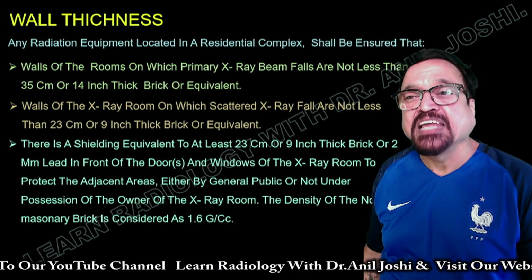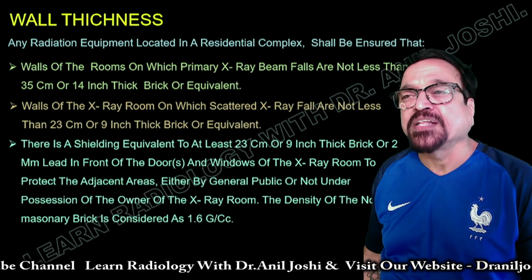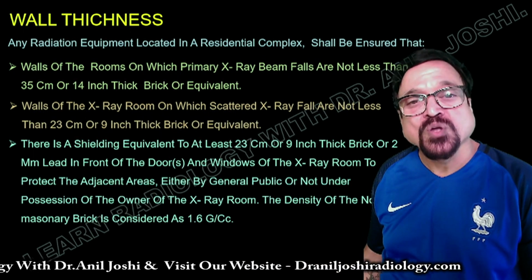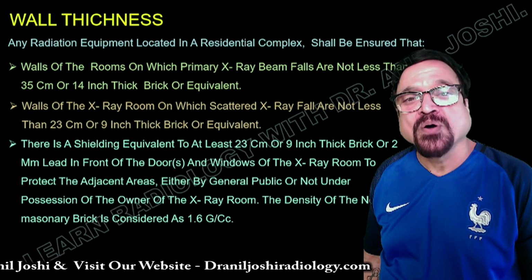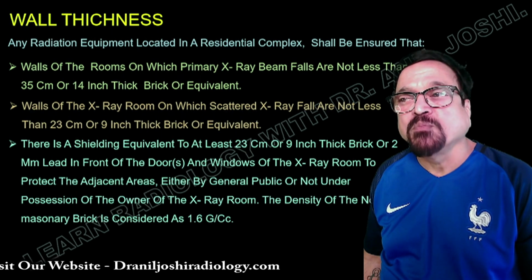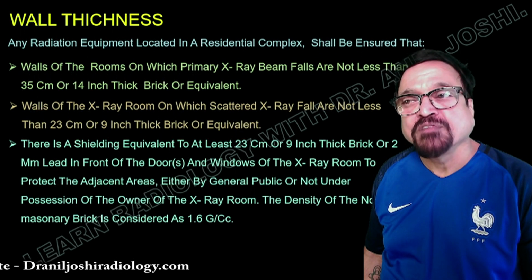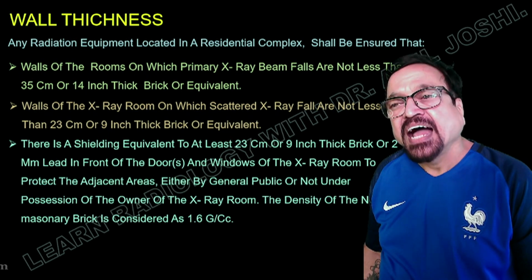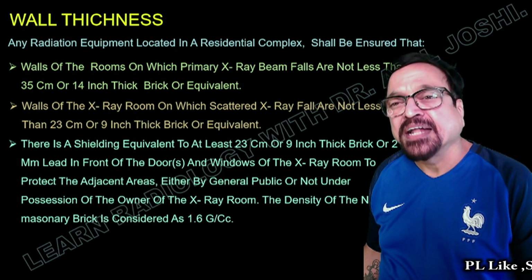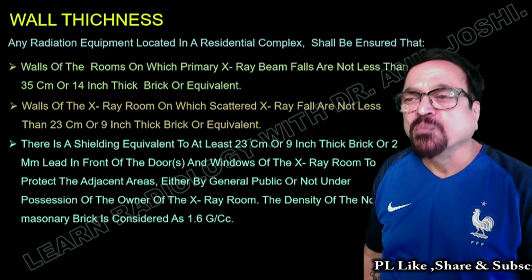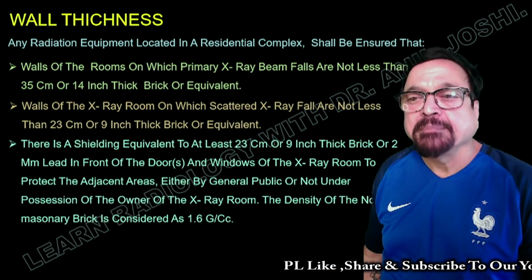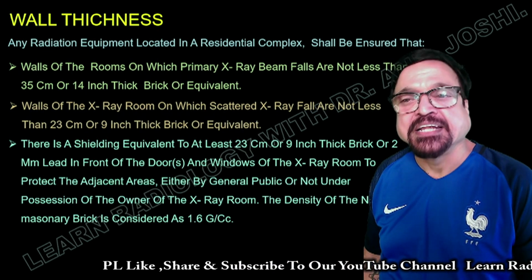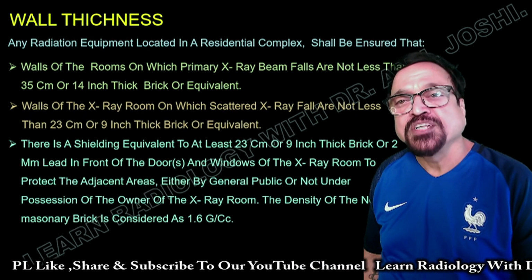Now there is shielding equivalent to at least 23 centimeters or 9 inches of brick wall thickness, or 2 mm lead, in front of the doors. So doors also need to be protected. What we use in the door is lead sheets, and the thickness should be at least 2 millimeters. The rule applies for the windows also, so windows and doors of the room are protected properly. The density of normal masonry brick is considered as 1.6 gram per cubic centimeter. That is the equivalent which blocks the radiation.